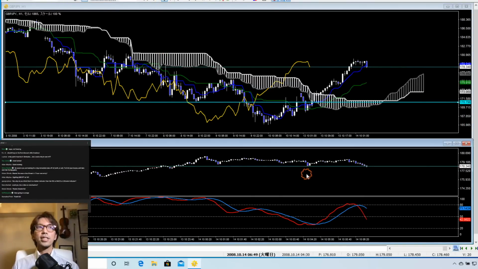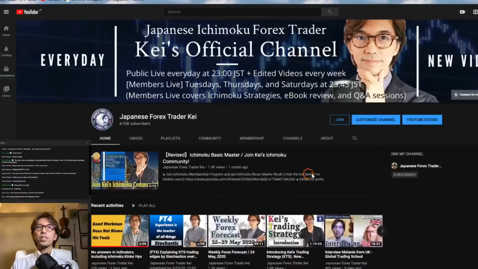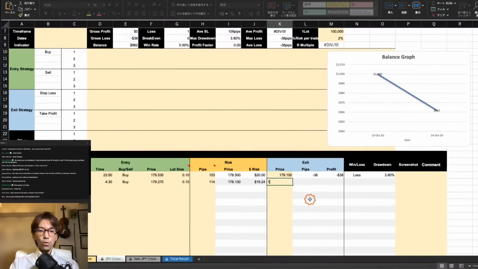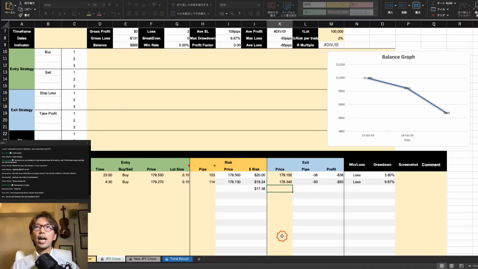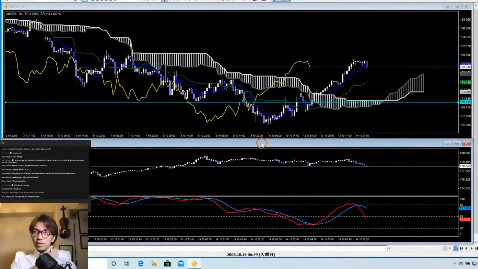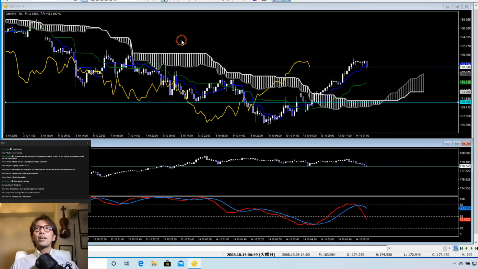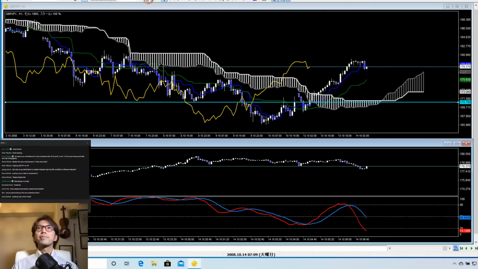All right, so now it got loss cut. It was 178.340. So I lost 2 times now. Oh, the drawdown was too big. But yeah, these are 2 losing trades. These losses happen, and when there is a chance to come, I will just take another trade. So let me keep it running a little bit more.